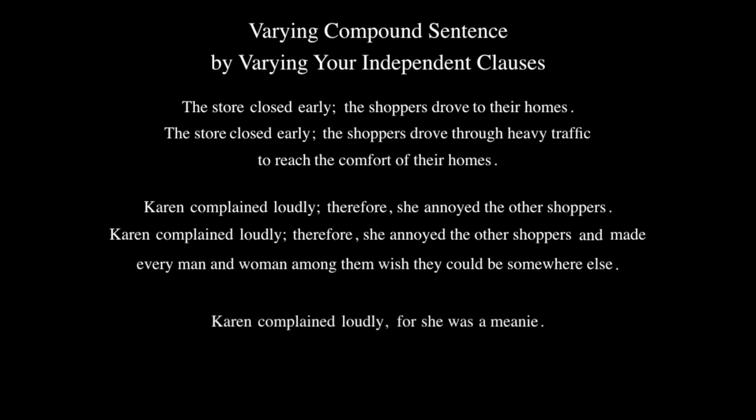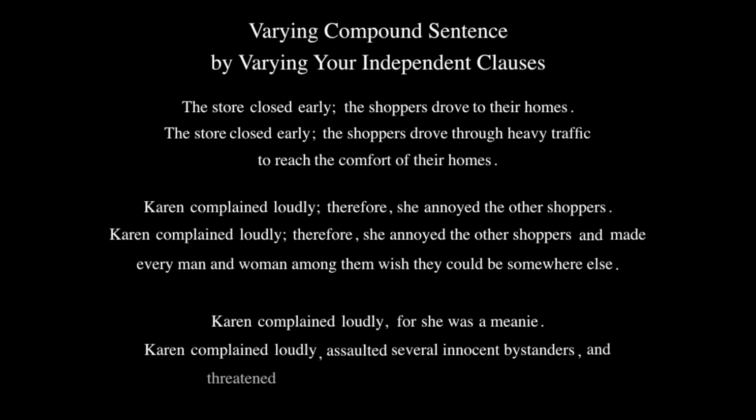Finally, we'll use Karen complained loudly, for she was a meanie. Well, this time I'm going to say Karen complained loudly, but I'm not done. She did something else. She assaulted. Who did she assault? Well, she assaulted several innocent bystanders, but she's still not done, so add a comma. And what else did she do? She threatened to do what? To call the police. Now I will put my comma and my conjunction, and then I will keep my original independent clause, she was a meanie. Karen complained loudly, assaulted several innocent bystanders, and threatened to call the police, for she was a meanie. This has a different rhythm than our original basic compound sentence.